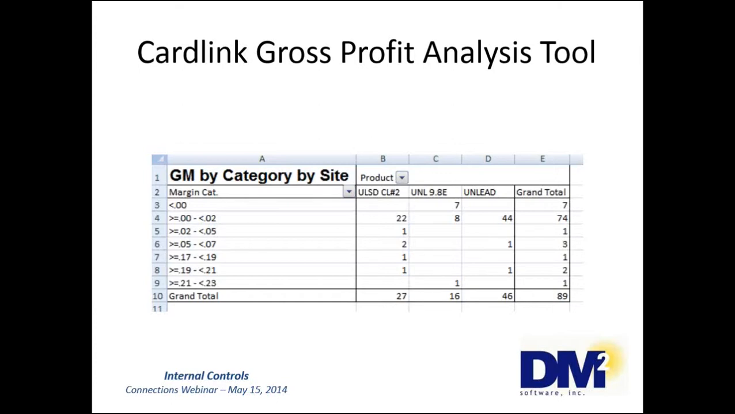These are transactions that have margins less than 0 or equal to 0 but less than 2 cents. This table is telling us that we have 7 transactions that have margins less than 0, all of which are related to unlead 9.80 product. It also says we have 74 transactions that have margins between 0 and 2 cents. 22 are diesel, and 8 are the unlead 9.8E product, and the 44 are the conventional unlead product.